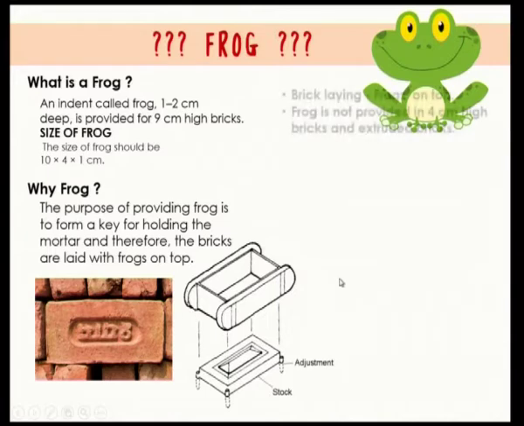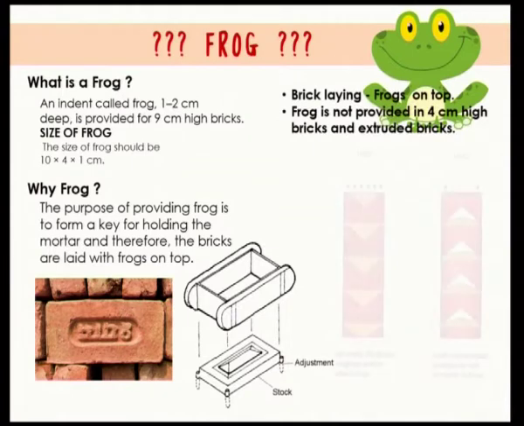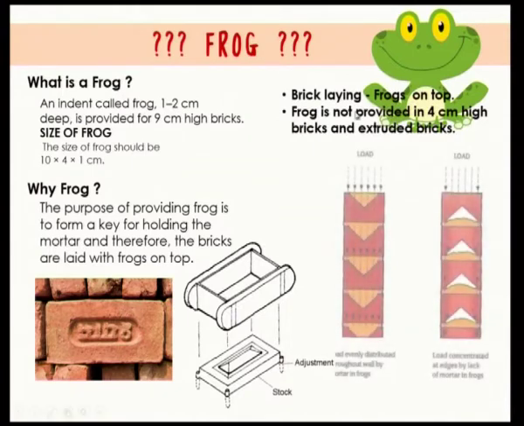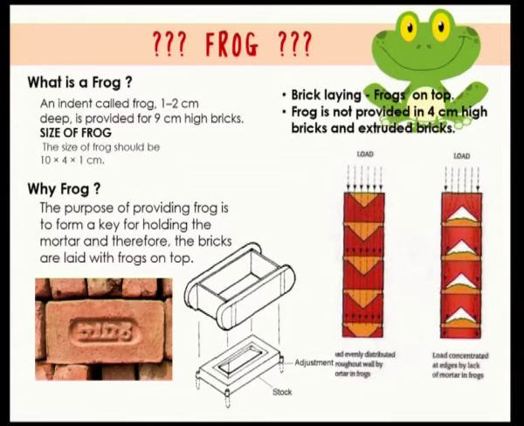Now there are two things you have to remember about how to lay a brick according to the frog. The bricklaying should always be in such a way that the frog should be on top. And the next thing is, frog is not provided for bricks 4 centimeter high or with less thickness. Frog is not provided because it compromises on the strength and durability of the brick.